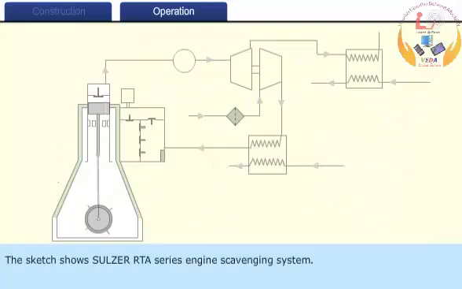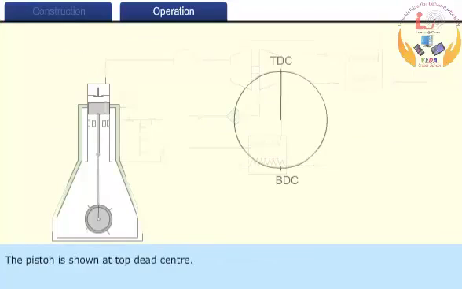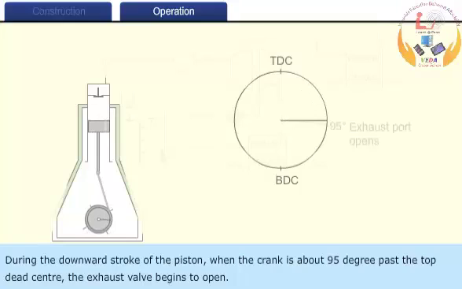The sketch shows Sulzer RTS series engine scavenging system. The piston is shown at top dead center. During the downward stroke of the piston, when the crank is about 95 degrees past the top dead center, the exhaust valve begins to open.